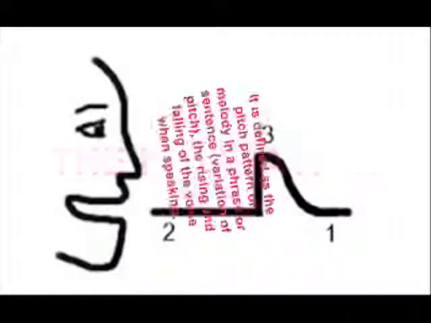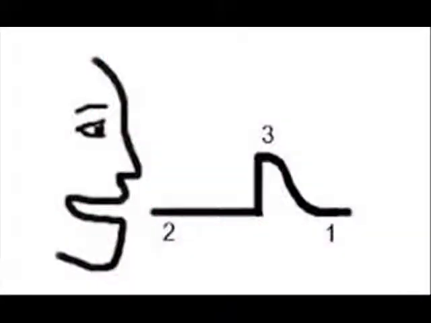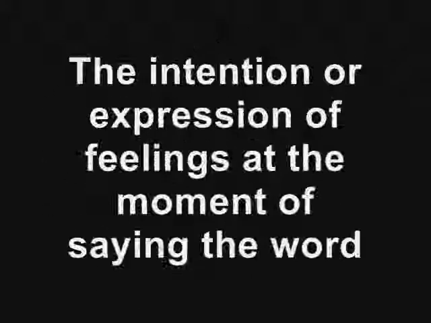The intonation. It is defined as the pitch, pattern, or melody in a phrase or sentence. It is the variation of pitch, the rising and falling of the voice when speaking. Consequently, it is the English intonation that makes English sound really English. It refers also to the intention or expression of feelings at the moment of saying the word.